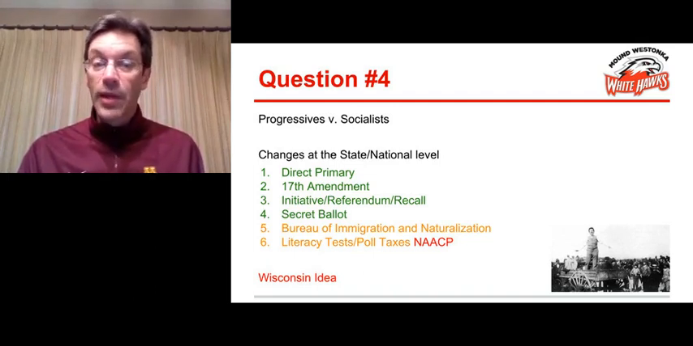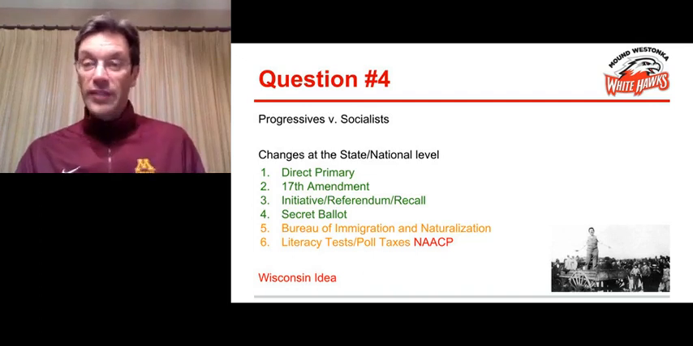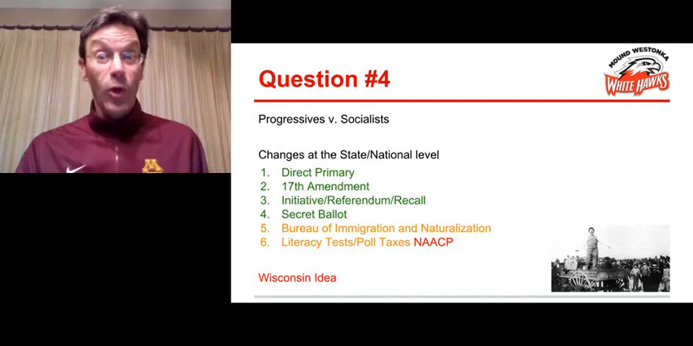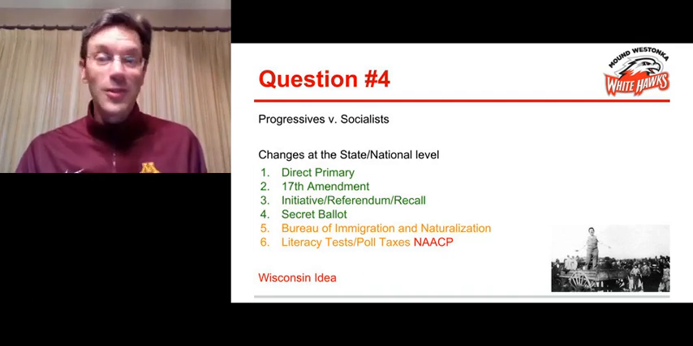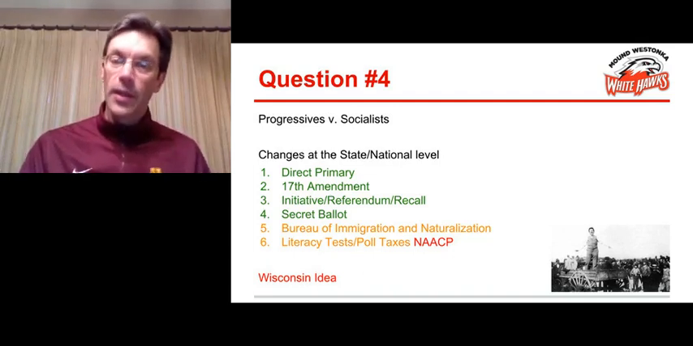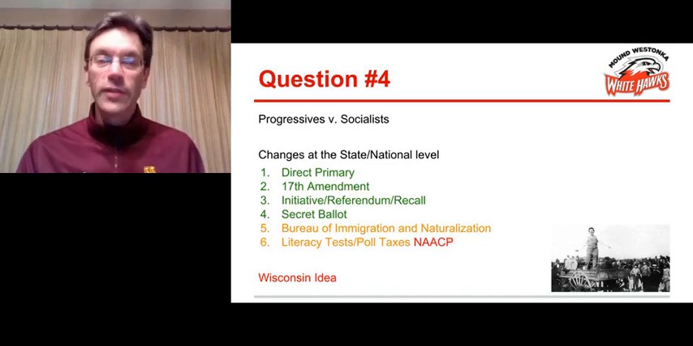And the NAACP is organizing to fight that. You took a literacy test in class, and I'm willing to bet you've all failed because I don't think I've had a student in 20 plus years pass that literacy test. So the green parts are known as the Wisconsin idea. And the two orange parts are mainly being done in southern states to limit voting by African Americans and recent immigrants.